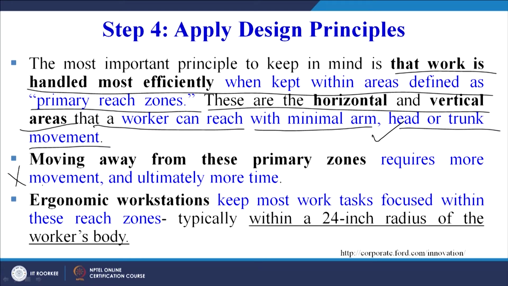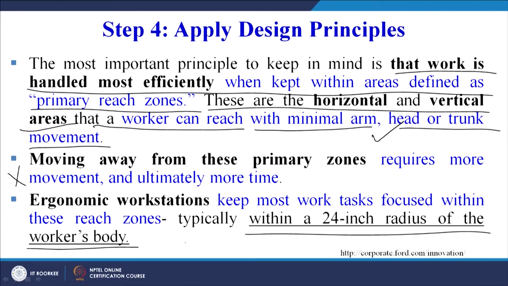The second point is again a deterrent, that if we place the things away from the primary zones, it will require more movement and ultimately more time. To add to that, I can say it will add to physical stresses also. So ergonomic workstations keep most work tasks focused within these reach zones only. So the primary reach zone is the range that is given here, within a 24-inch radius of the worker's body. So if I am standing here, within a 24-inch radius of the body, the things must be placed. That may be the primary work zone or the primary reach zone.